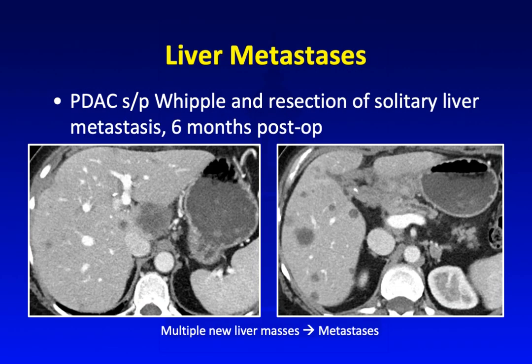Other sites of common recurrence for pancreatic cancer patients would be in the liver. This is a patient who had a Whipple and resection of a solitary liver lesion. And on the 6-month post-op exam, there are numerous new liver masses consistent with metastatic disease.